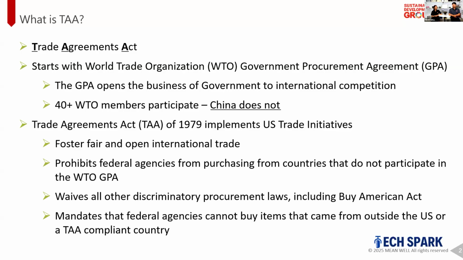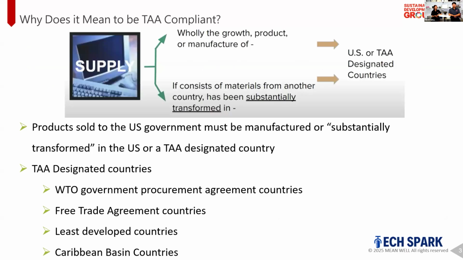Gotcha. Thanks for the history lesson, Kai. Now that we know what TAA is, what does it mean to be TAA compliant? Yeah, so to be TAA compliant means one of two things. Either the product is manufactured wholly or grown wholly in the U.S. or a TAA designated country, or it has gone through what we call substantial transformation in the U.S. or in a TAA designated country.